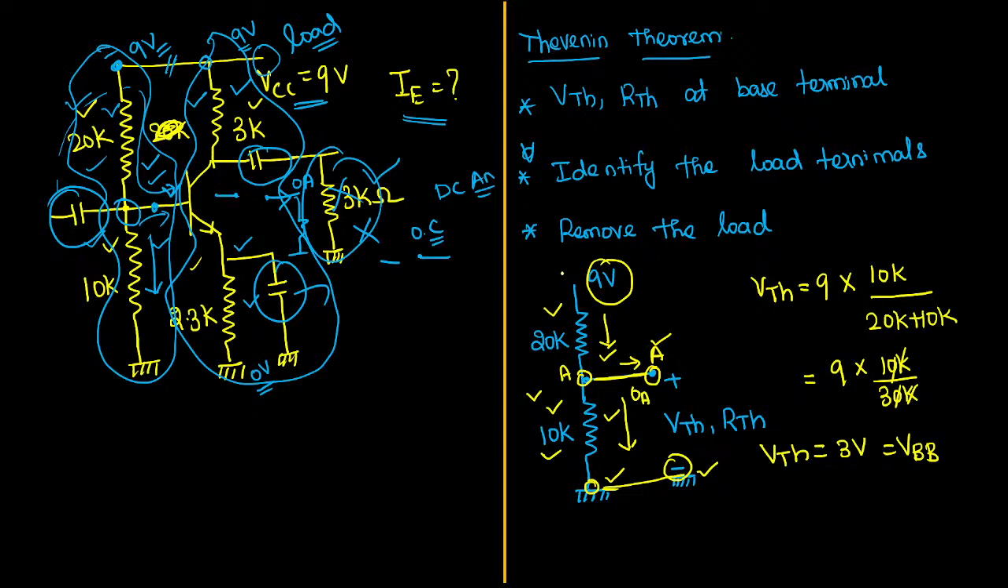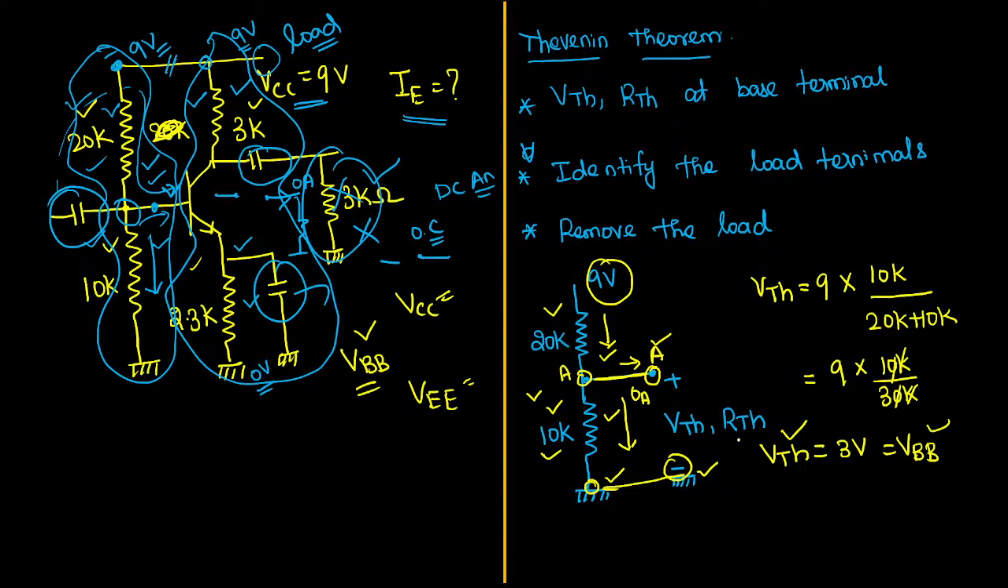So basically in a transistor we will have three supplies. One is called VCC, another one is called VEE, another one is called VBB. The voltage source that we are connecting across the base terminal is called the base voltage. This is the collector supply voltage, this is the emitter supply voltage. Fine, so finally we found the value of the Thevenin voltage across the base terminal. That is going to be our base voltage.